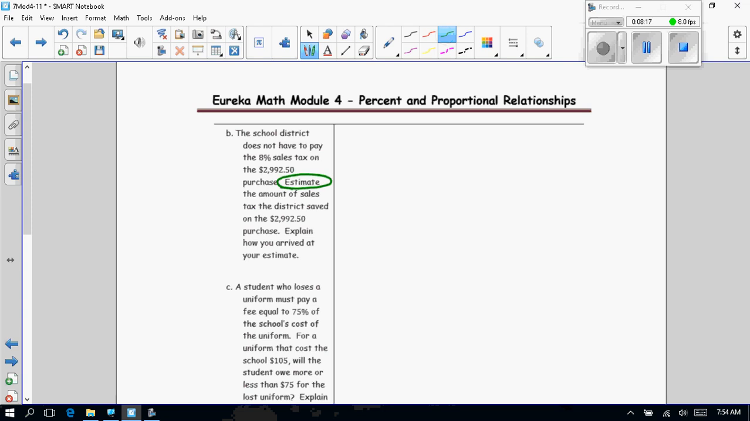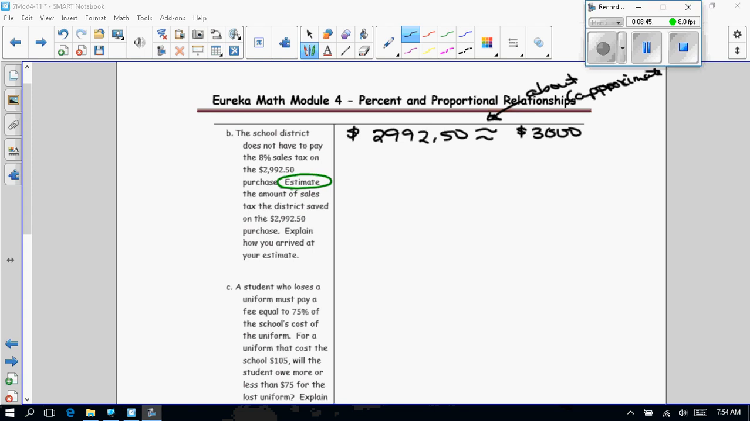So since it says estimate, I'm going to do a little rounding first. I know that $2,992.50, it's really close. No one would say, oh, this is exactly how much. They're going to be like, yeah, it was about $3,000. This is the approximate or about symbol. It's the approximate symbol.